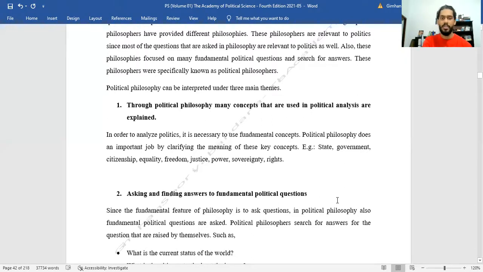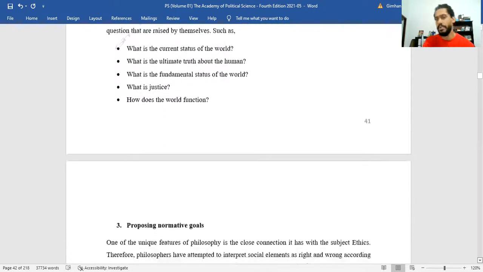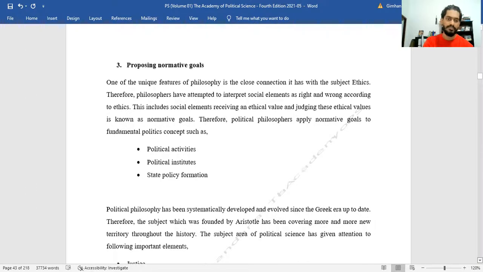Then you ask and try to find answers for fundamental political questions. For example, what is the current status of the world? What is the ultimate truth about human beings? That's what you used to do in philosophy, and political science used to be a part of philosophy. And in the end, you propose normative goals: what is right and what is wrong, what is fair and what is unfair, and so forth.